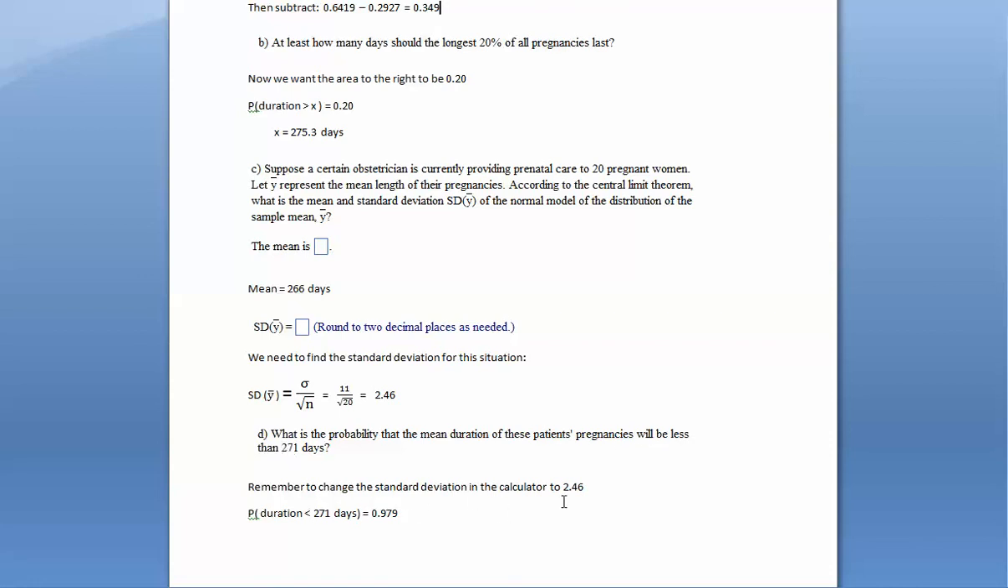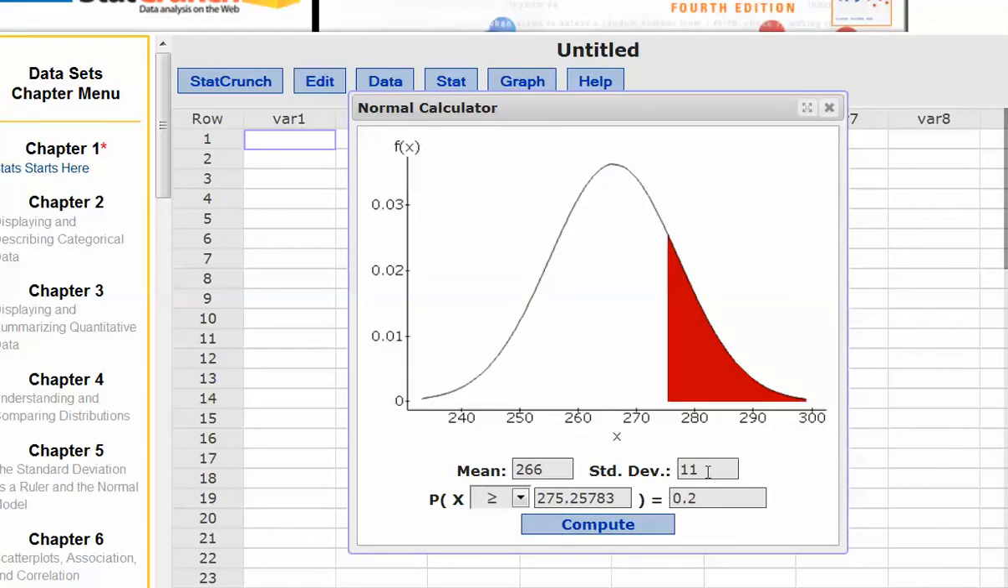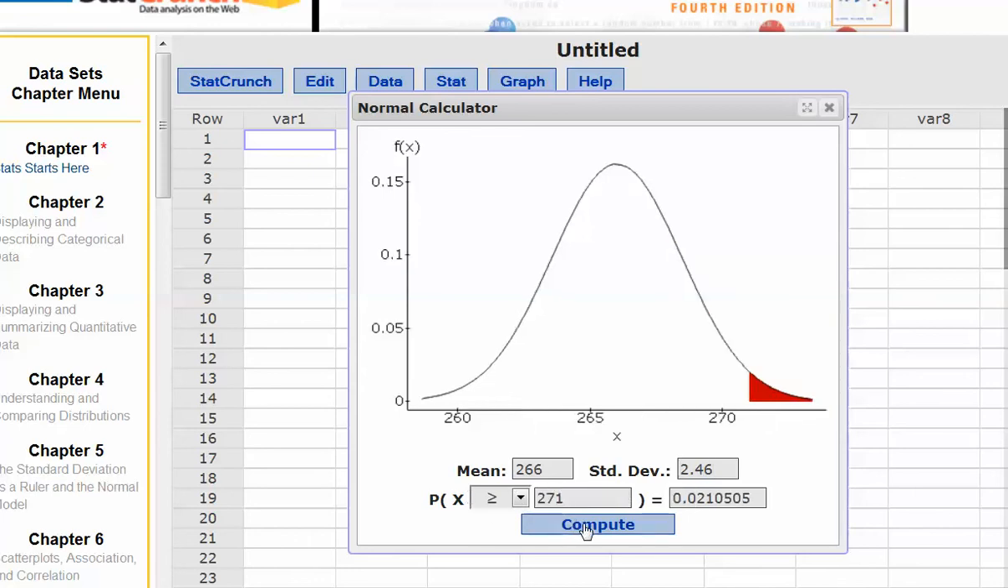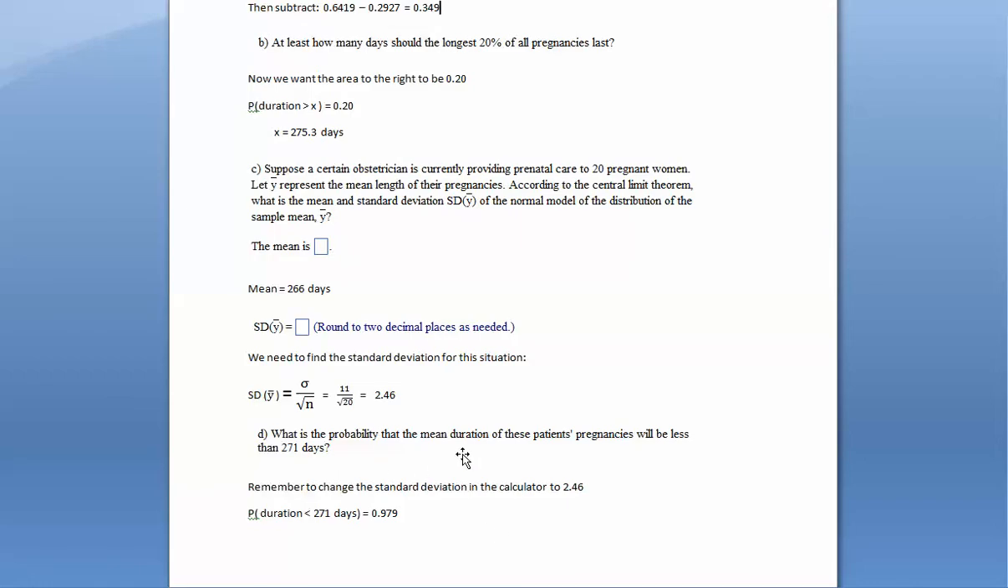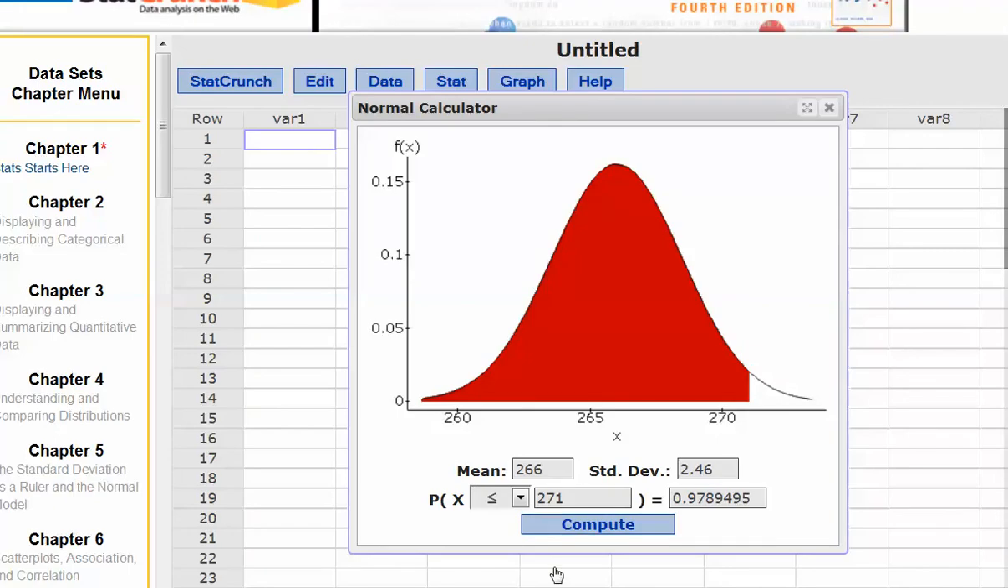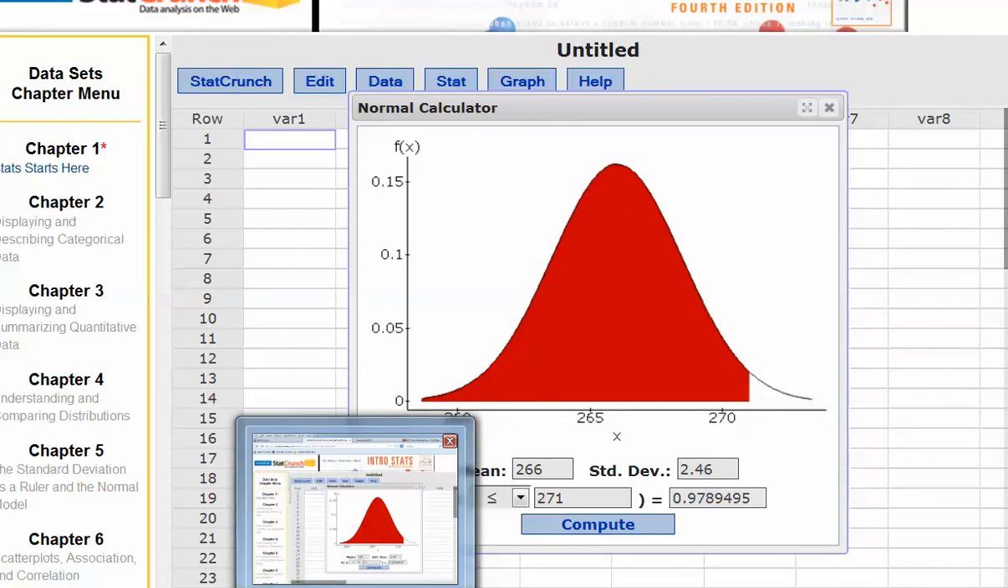Now we need to remember in the calculator to change the standard deviation to that new one that we just calculated, 2.46. And we wanted it to be greater than, I think it was greater than 271 days. No, I think it's less than, actually. I think the problem was less than. So it was changed to the duration will be less than 271 days, so about 0.979.